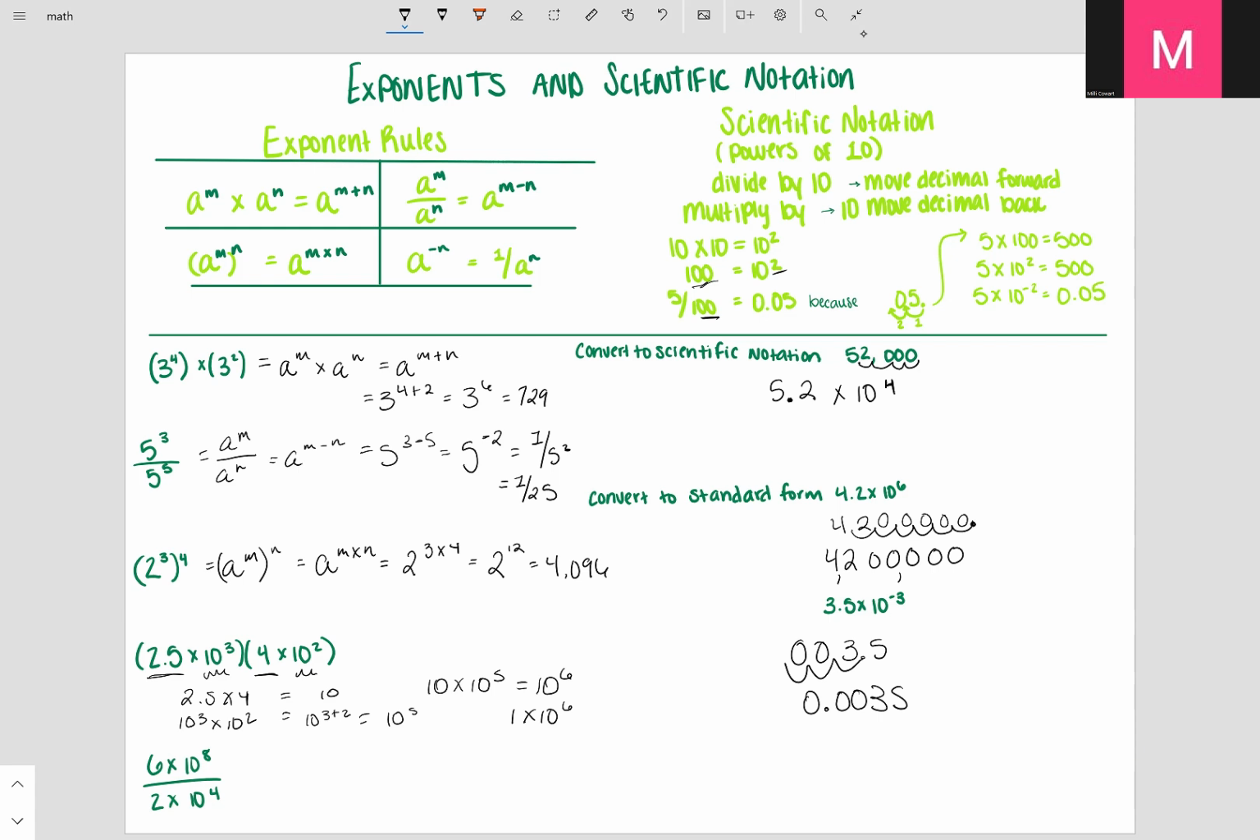Next, we can do the same kind of idea with this one right here. So we can say 6 divided by 2 is 3 times 10 to the 8 minus 4, which is 10 to the 4th, which equals 30,000.